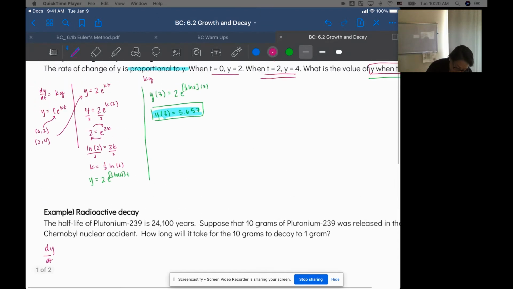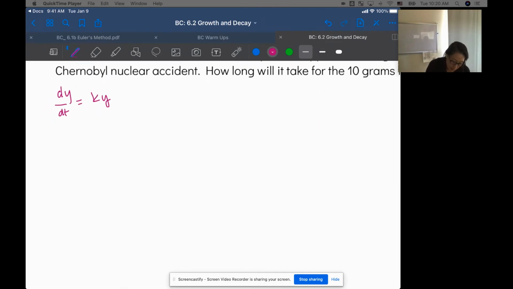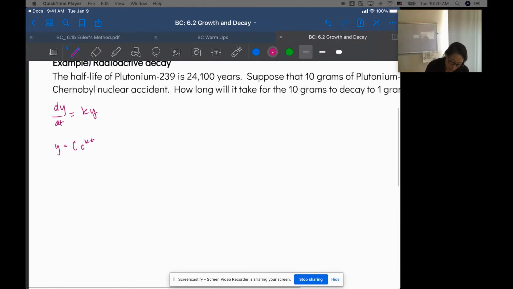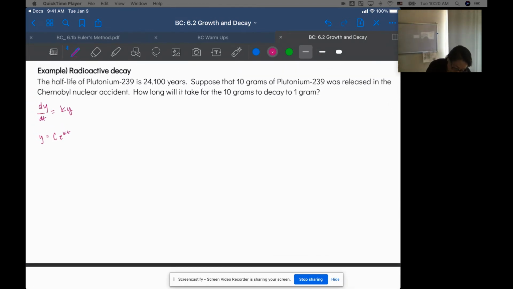Did I write that? Okay, dy/dt is equal to k times y. And then we know that the solution is going to be y is equal to c times e to the kt in that form. And some information that I know is that we are starting, so our c is equal to 10 grams. And then I also know that the half-life is 24,100 years.